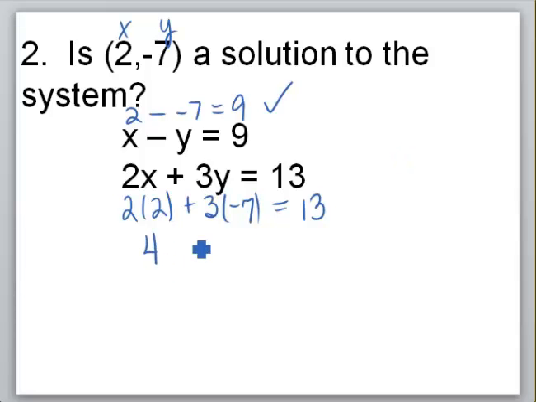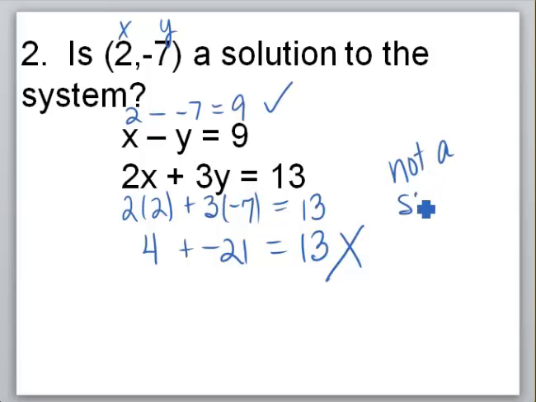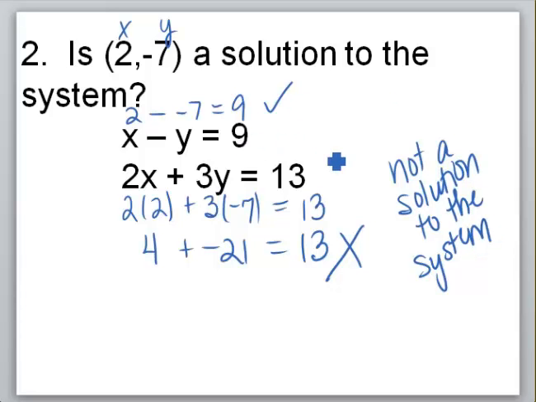Well, this gives me 4 plus negative 21. Does that equal 13? No, it does not. Because it does not work for the second equation, this is not a solution to the system. So it can be a solution to one, but not a solution to the other. And if that happens, where it's not a solution to the second one or the first one, we know it's not a solution to the system. It has to work for both equations.